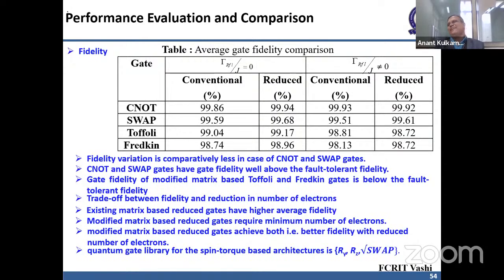Now there is a concept of fidelity. When we talk about the output state, we need to know how close the output state is to the desired state. Suppose my desired state is 1 and I am reaching 0.99. That is what we represent in terms of fidelity. So what we have observed is that, due to the reduction in the number of operations, fidelity is also improved. For the swap gate, it is from 99.51 to 99.61 and so on. So fidelity is also improved.